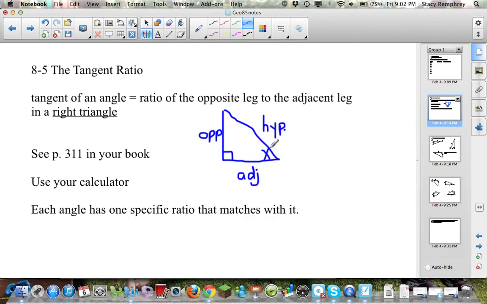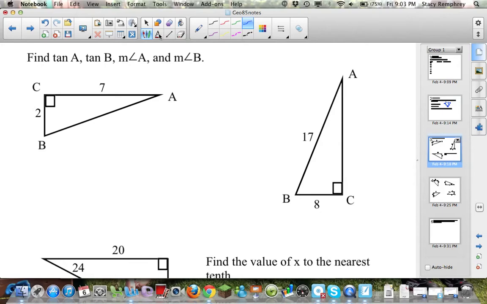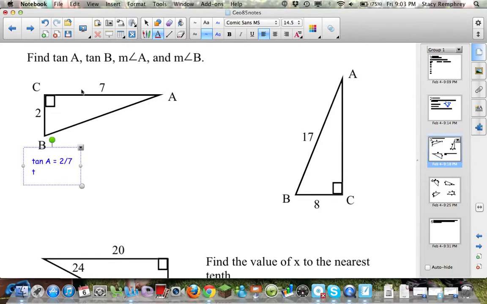And every angle has one ratio opposite to adjacent that goes with it. Okay, no other angle will have that reduced ratio. So when I ask for the tangent of angle A, you'll find angle A, and you're just going to go opposite. So the side opposite is 2. The side adjacent to it is 7. When I say tangent B, I'm saying from B, what is the ratio of opposite to adjacent?